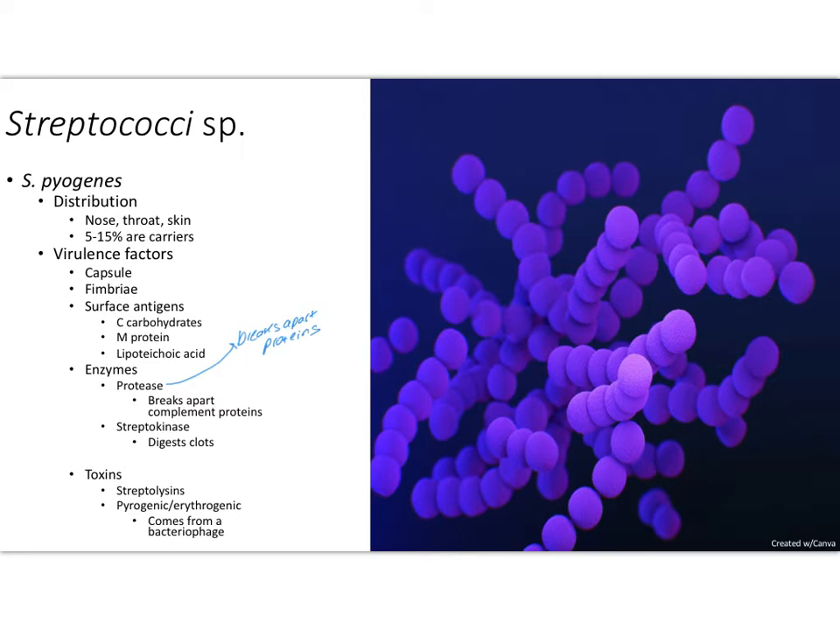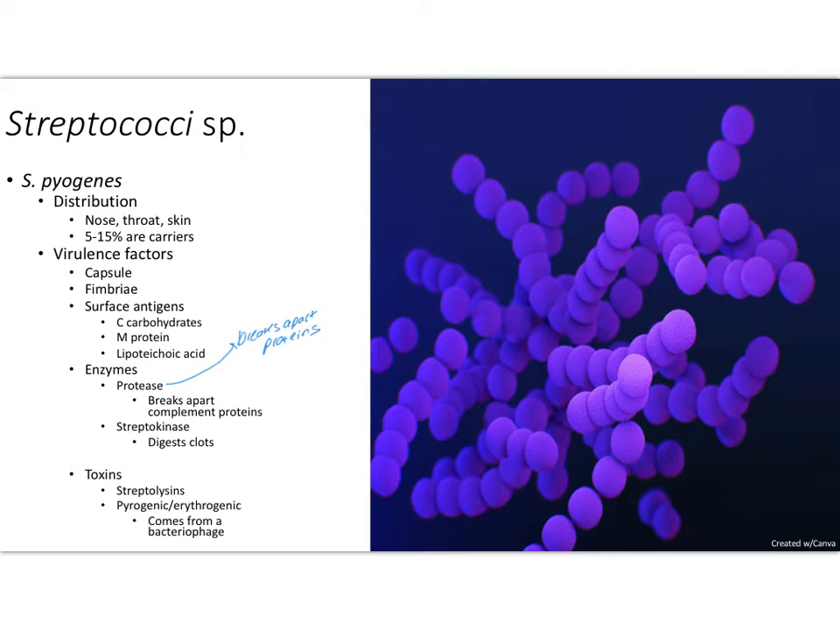It also produces something called streptokinase, which is an enzyme that digests clots. So again, kind of like with staph, oftentimes we want to form clots in our body because we're bleeding or we're trying to isolate the pathogen and keep it in just one location. But this type of bacteria will just produce this streptokinase, this enzyme, that will dissolve the clots and allow it to move freely throughout the body.